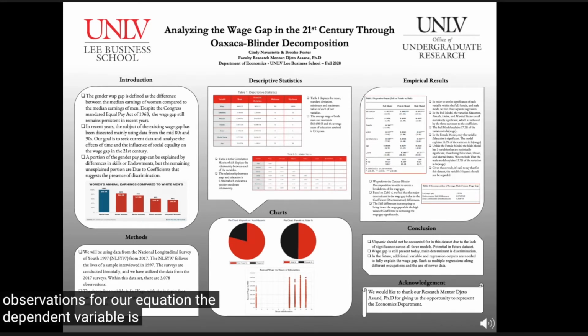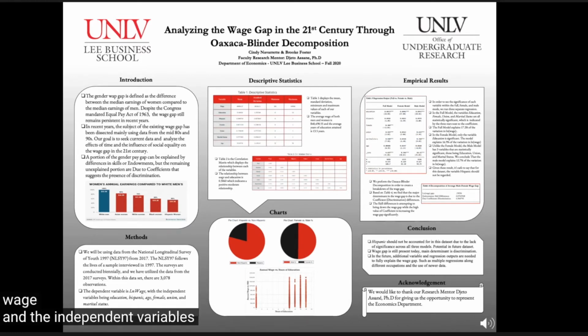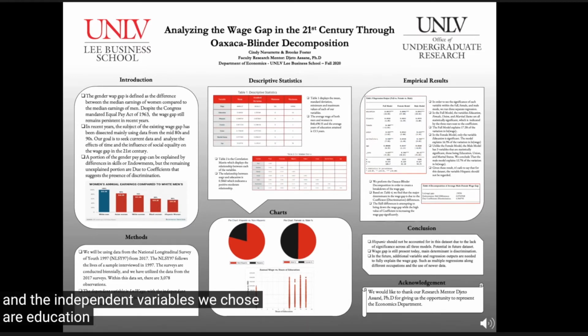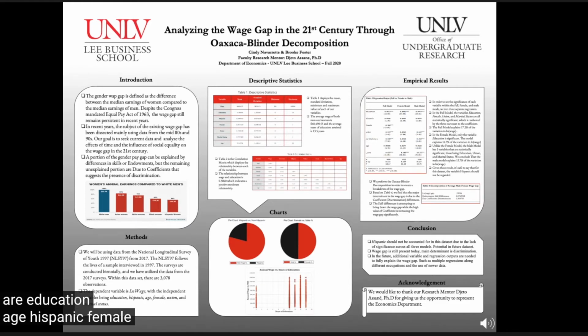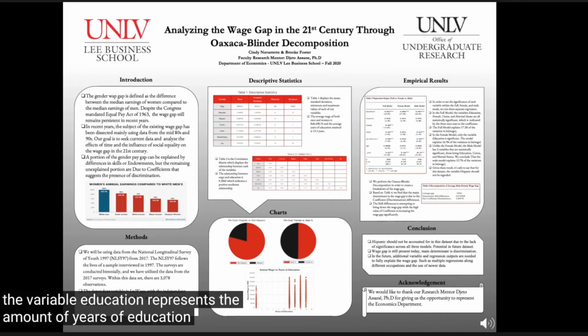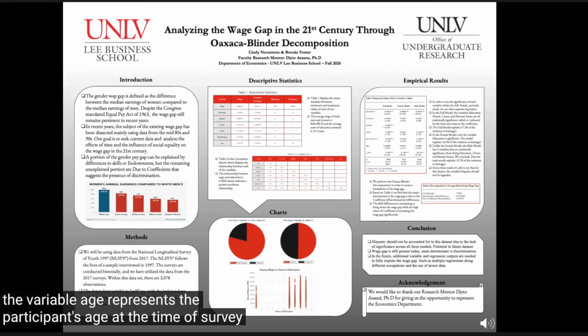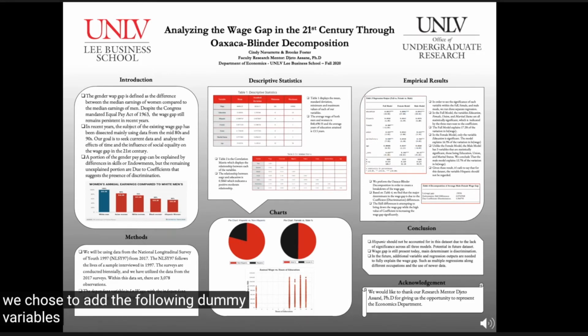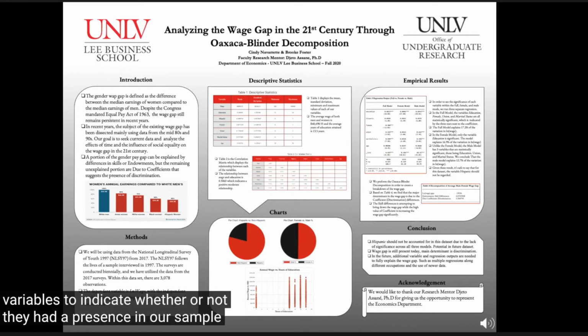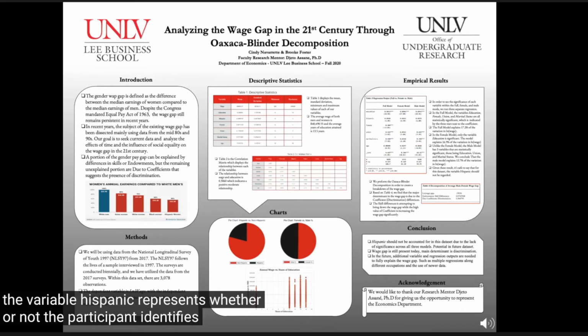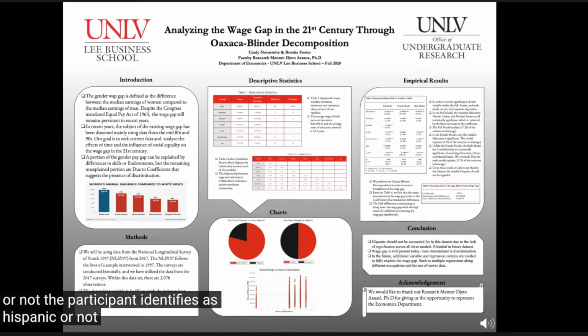For our equation, the dependent variable is the natural log of wage, and the independent variables we chose are education, age, Hispanic, female, union, and marital status. The variable education represents the amount of years of education that the participant has attained. The variable age represents the participant's age at the time of survey. We chose to add the following dummy variables to indicate whether or not they had a presence in our sample set. The variable Hispanic represents whether or not the participant identifies as Hispanic or not.